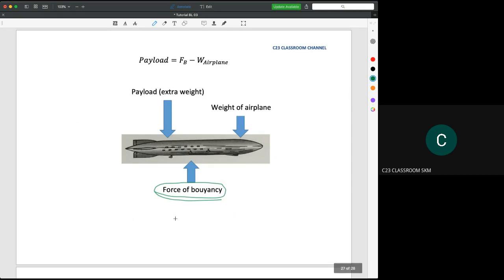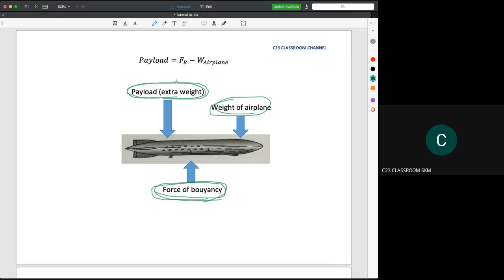The force of buoyancy needs to overcome the weight of the airplane, meaning the weight of the structure of this object, plus an extra weight that we could put in the object. This is actually the payload, an extra weight that we could put in our airplane to make sure that it can still float in atmospheric condition.